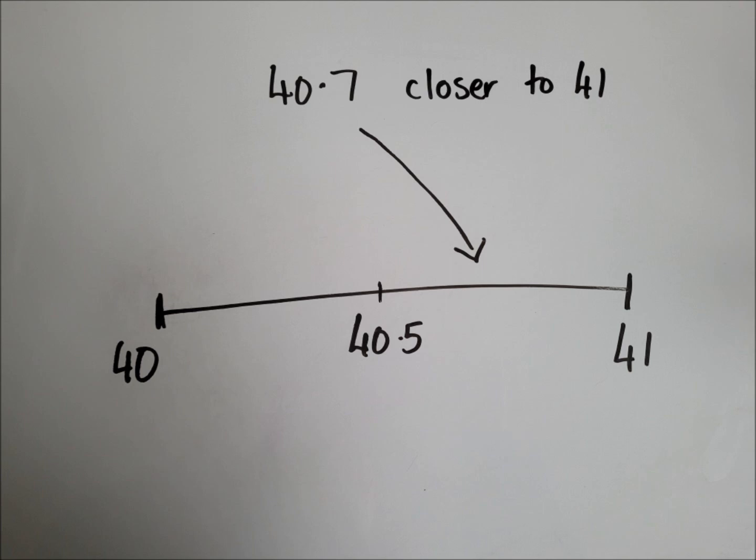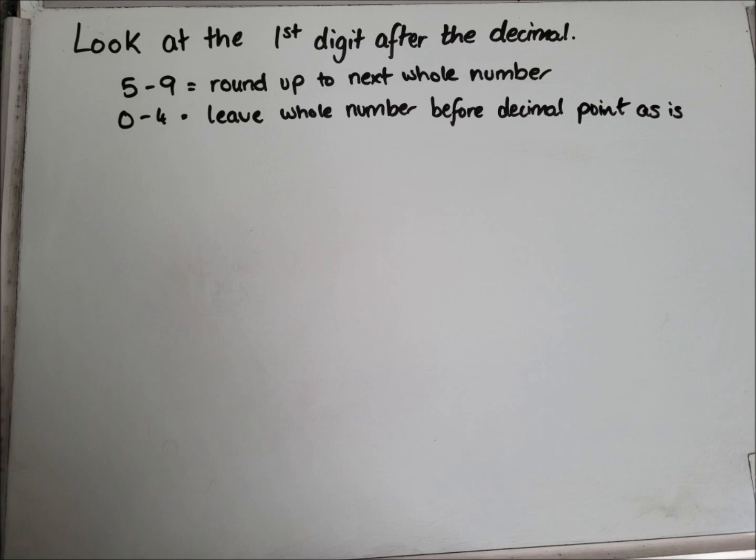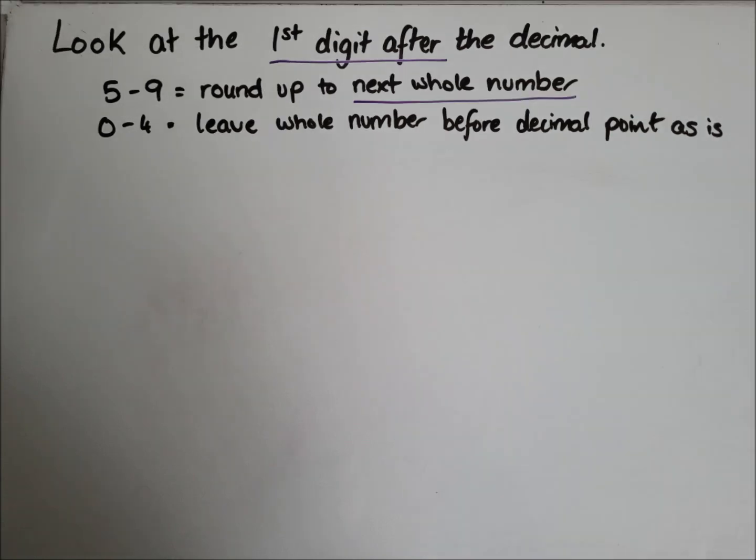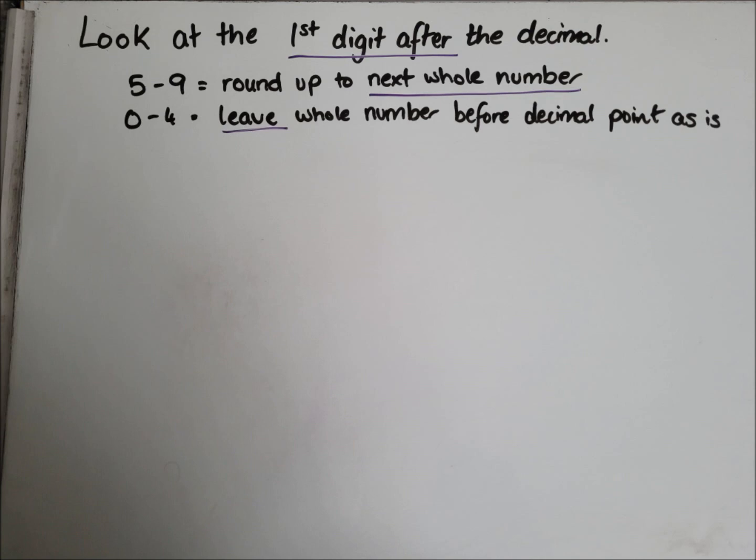When we are rounding numbers to the nearest whole number, we look at the first digit that comes after the decimal point. If that number is a 5, 6, 7, 8 or 9, we round up to the next whole number. And if it is 0, 1, 2, 3 or 4, we leave the whole number before the decimal point as it is. Let's have a little look at an example.